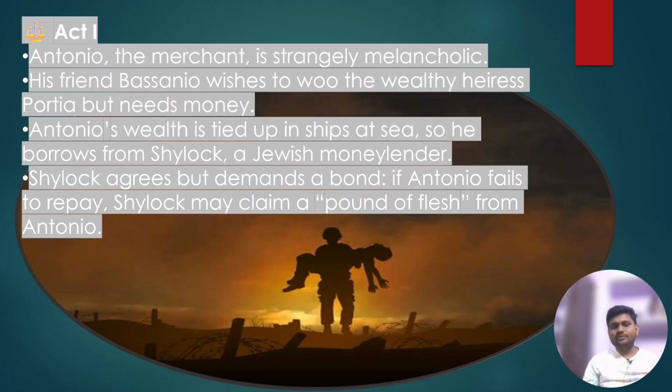He asks for money from his friend Antonio, but Antonio's wealth is tied up in the ships, and all the ships are at sea. So Antonio decides to borrow money from Shylock. Shylock is a Jewish moneylender. Shylock agrees to give money to Antonio, but he puts up a strange demand. He says that if Antonio fails to repay his money, Shylock may take a pound of flesh from any part of Antonio's body. And this is where Act 1 ends.